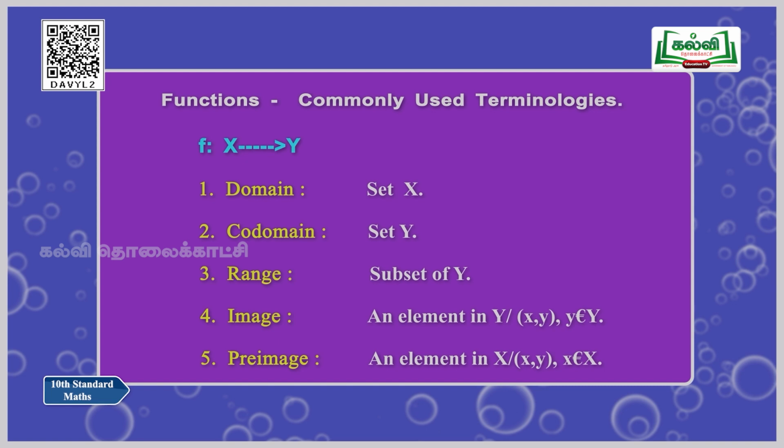Next, coming to pre-image. Pre-image is an element in the set X such that the ordered pair (x, y) belongs to f. So, this x is called the pre-image of y. x is called the pre-image of y and y is called the image of x. Hope you understood the meaning of image and pre-image. We will be using all these terms very often when we are doing sums on functions.